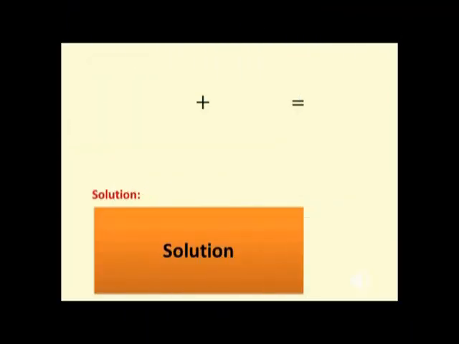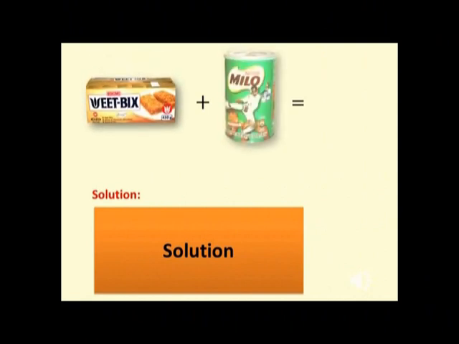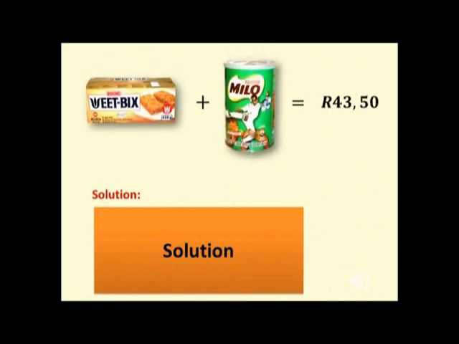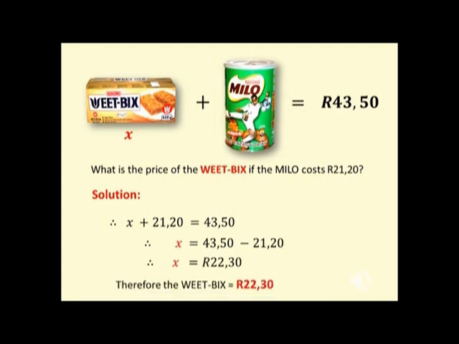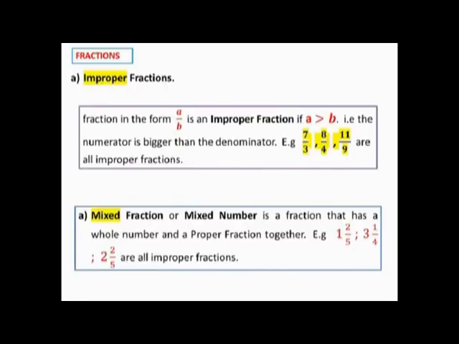You buy a box of Weet-Bix plus a tin of Milo and you pay 43 Rand 50. What is the price of the Weet-Bix if the Milo costs 21 Rand 20 cents? The solution: let the Weet-Bix be equal to x. Therefore, x plus 21 Rand 20 is equal to 43 Rand 50. Therefore, x is equal to 43.50 minus 21.20. Therefore, x is equal to 22 Rand 30. It means to say the Weet-Bix is equal to that. That's it.